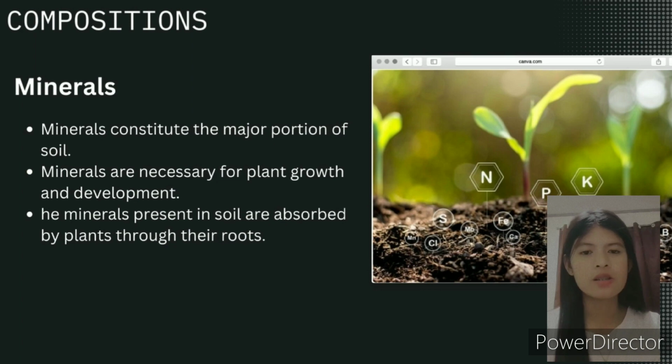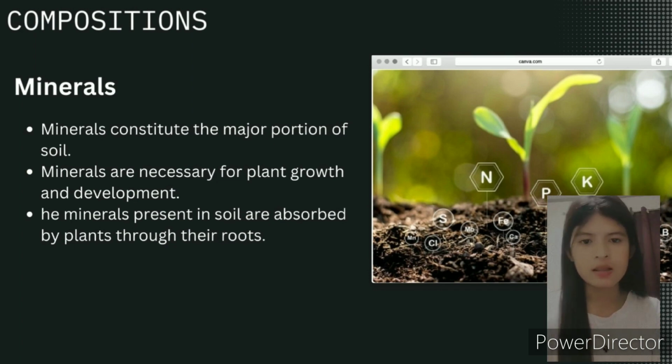Soil is rich in minerals such as iron, phosphorus, calcium, magnesium, sulfur, and others. Minerals constitute the major portion of soil. Minerals are necessary for plant growth and development. The minerals present in soil are absorbed by plants through the roots. For example, nitrate is an essential mineral as it helps in the synthesis of proteins.